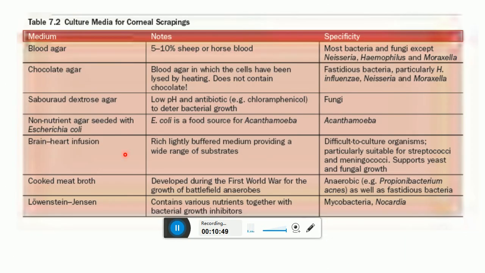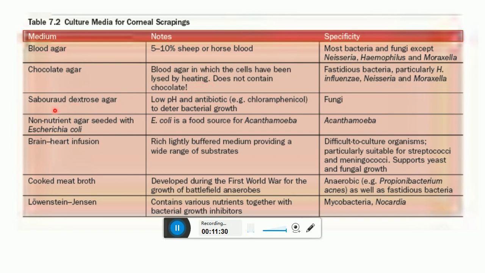These are the culture media. The culture media are blood agar. Blood agar is used for most bacteria and fungi except Neisseria, Haemophilus and Moraxella. The blood agar is 5 to 10% sheep or horse blood. Next is chocolate agar. Chocolate agar is used for fastidious bacteria, particularly H. influenzae, Neisseria and Moraxella. Chocolate agar is blood agar in which the cells have been lysed by heating. It does not contain chocolate.